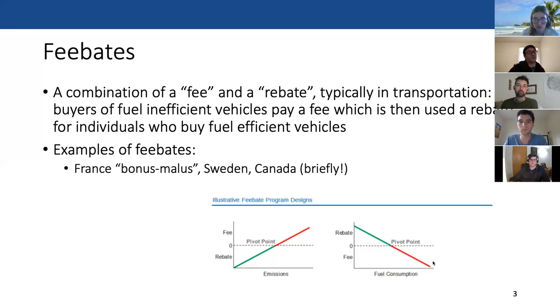And that's what you would see. You would essentially see your SUVs and your trucks paying big fees, and then the rest of your cars, and then smaller vehicles. The smaller the vehicles are, usually they're going to be more fuel efficient, and are going to be getting larger rebates.